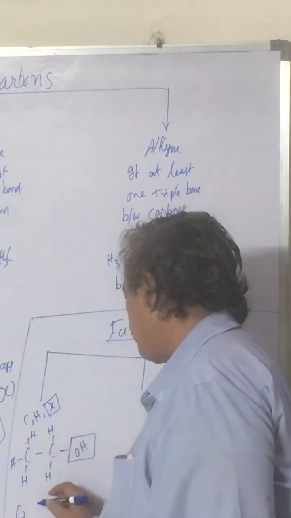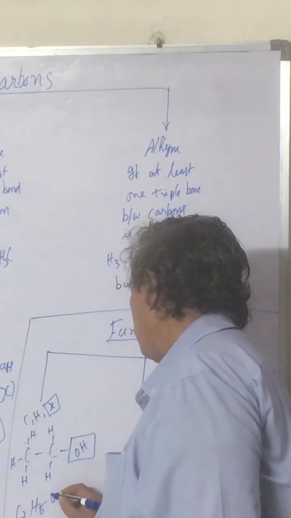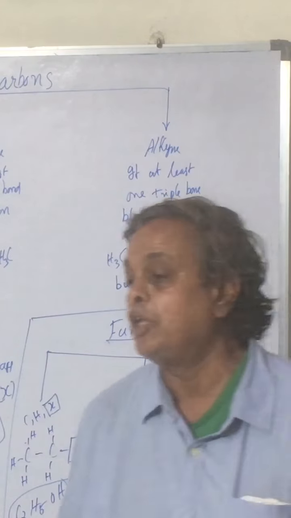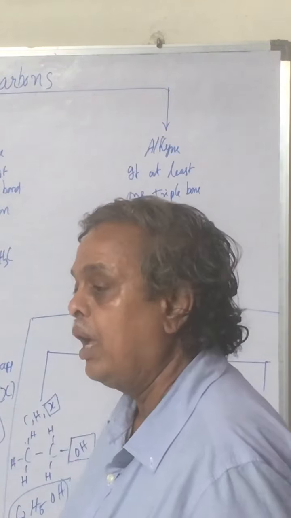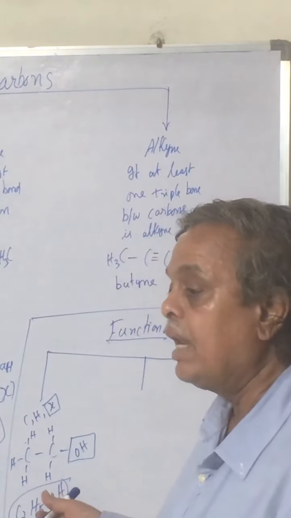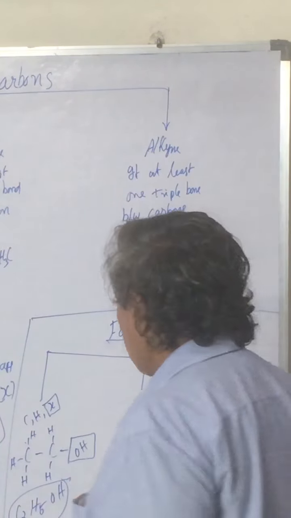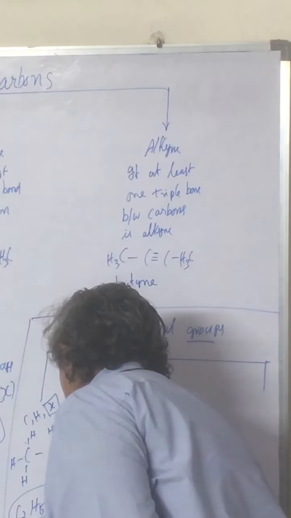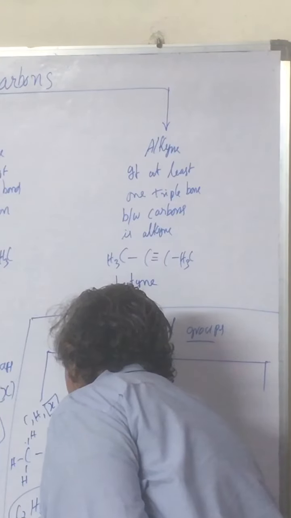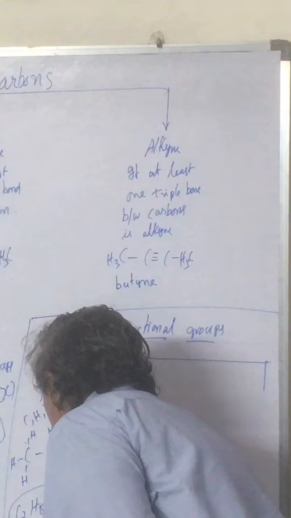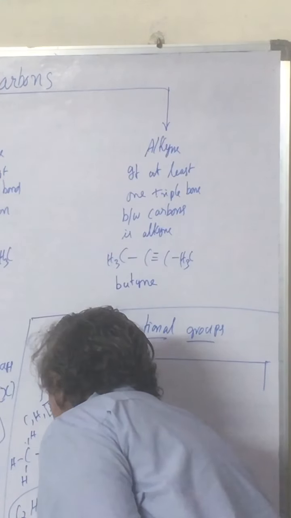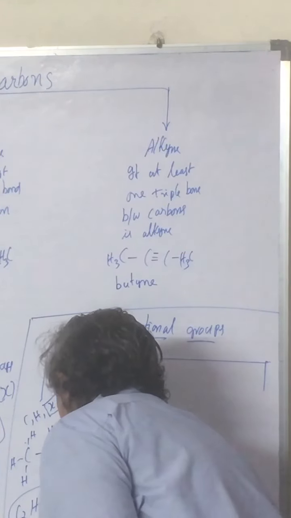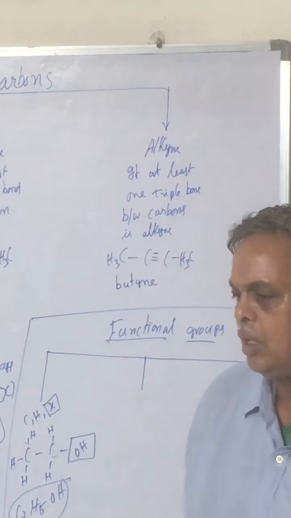Then finally, how do you write? C2 H how much? H5 OH. What is this? Ethanol. Ethanol is the IUPAC name. Ethyl alcohol is right or no? Ethyl alcohol is right. Ethyl alcohol is the common name. Ethanol is the IUPAC name. Write down, very important.